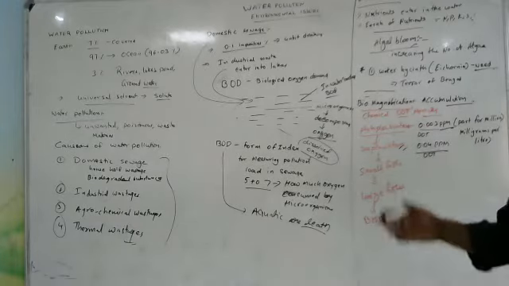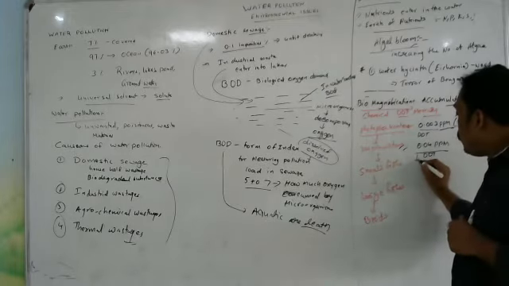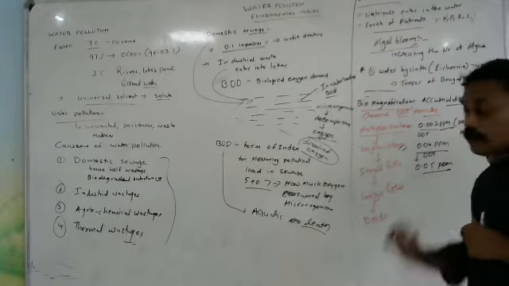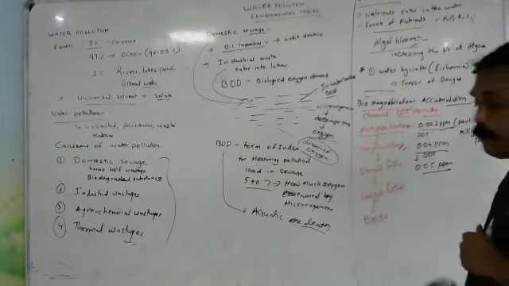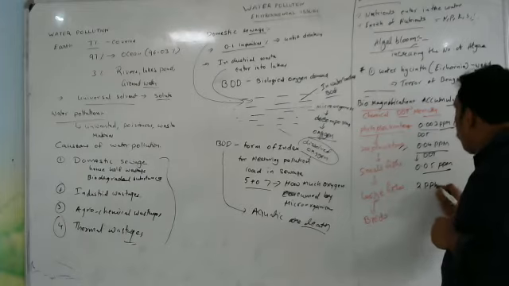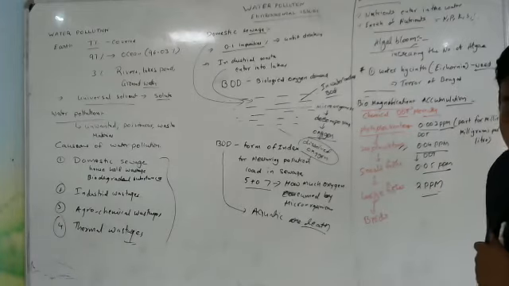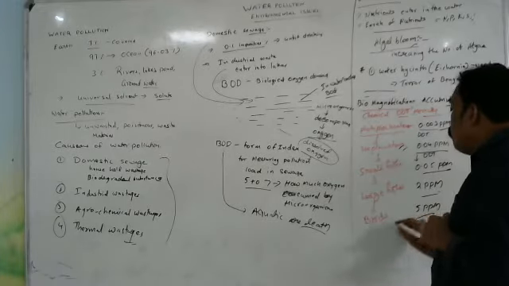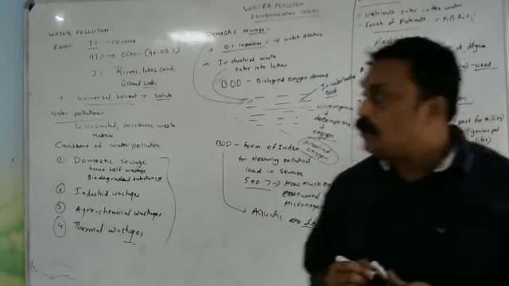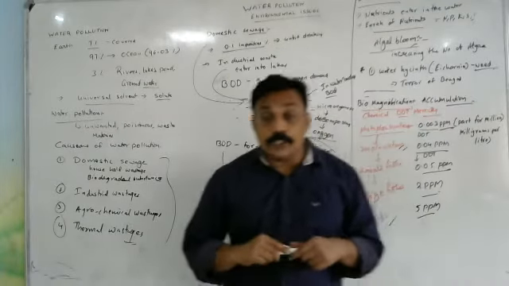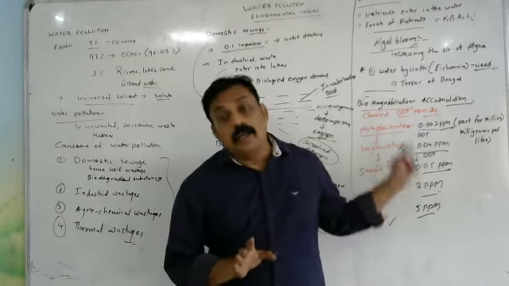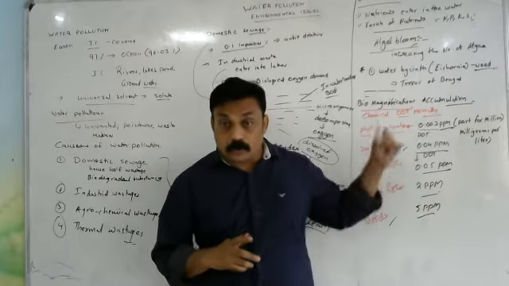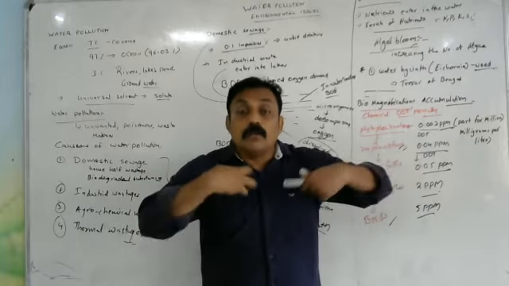As in the food chain, 0.05 ppm enters the small fishes, and from small fishes 2 ppm enters the large fishes. Finally, 5 ppm enters the birds. Not only birds, in human beings also it enters. Not only DDT, but other harmful chemicals, even mercury, slowly enter the body and accumulate in the body.